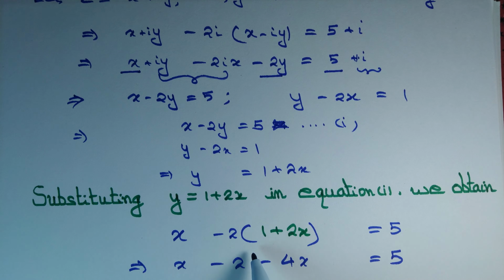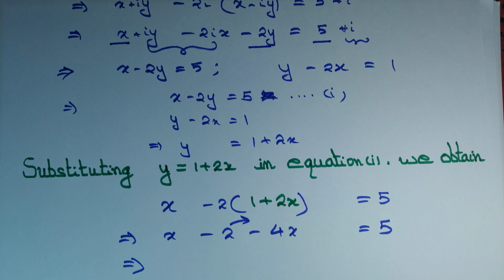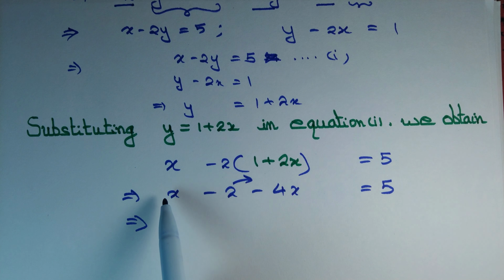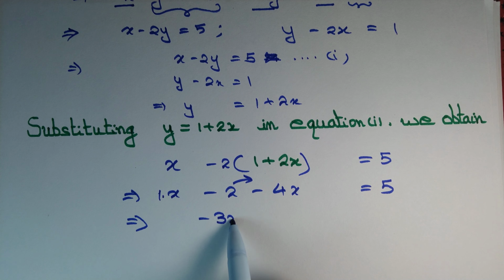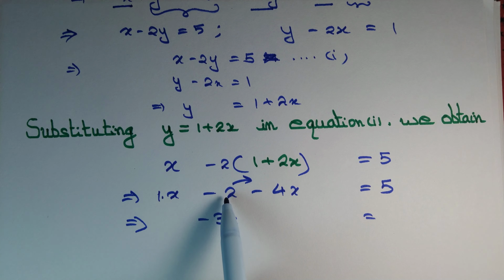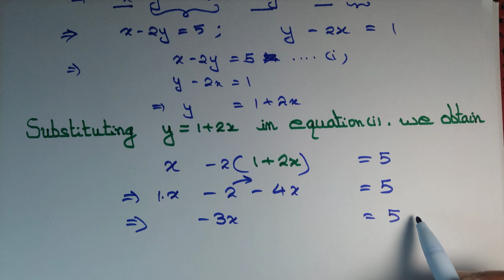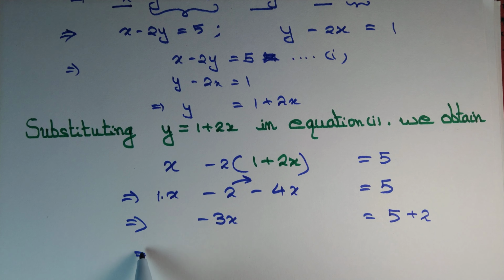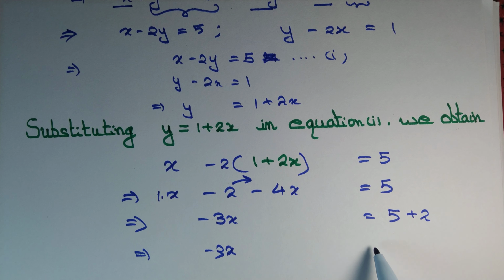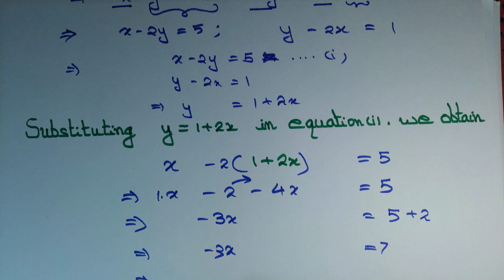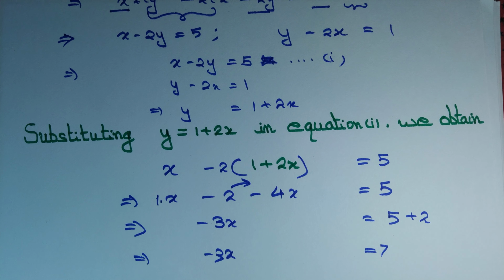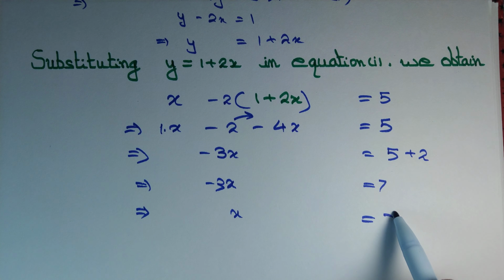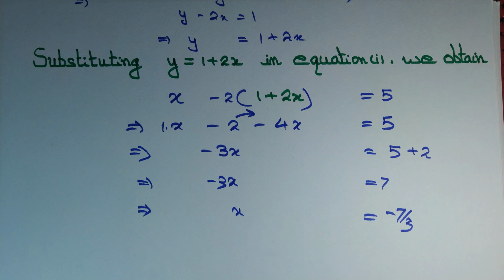Let's take the number to the right hand side and simplify the variable on the left hand side. We got 1 number of x minus 4 number of x, so we will be left with minus 3 number of x. What about minus 2? If we take it to the right hand side, it will be plus 2. That gives us minus 3x equal to 7. So x equal to minus 7 by 3. Now we write the value of x in equation 1.